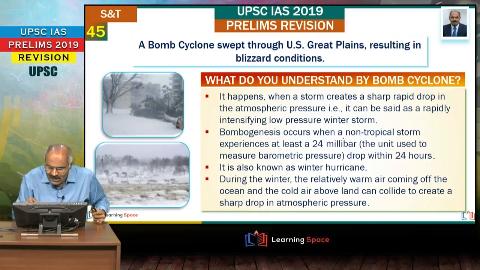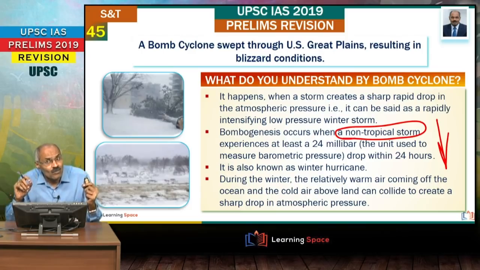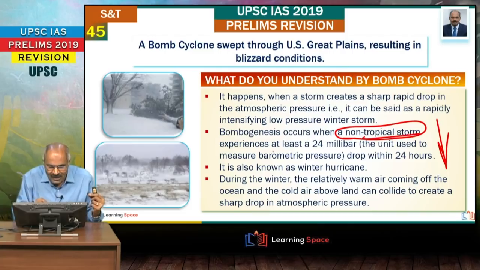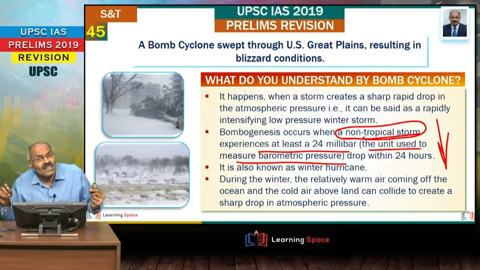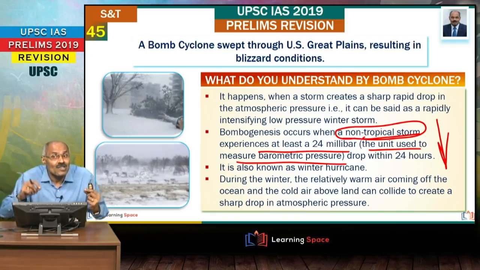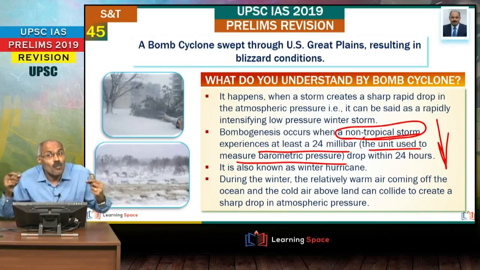And here, this is a non-tropical storm, very important. It is a non-tropical storm, or you can say when there is a sudden pressure drop, right? So this bomb cyclone has a specific definition. Before understanding it, you have to understand bombogenesis. Bombogenesis means when a non-tropical storm experiences at least a 24 millibar drop in barometric pressure within 24 hours. Within 24 hours, if the barometric pressure drops by 24 millibar, then it is considered a bomb cyclone.